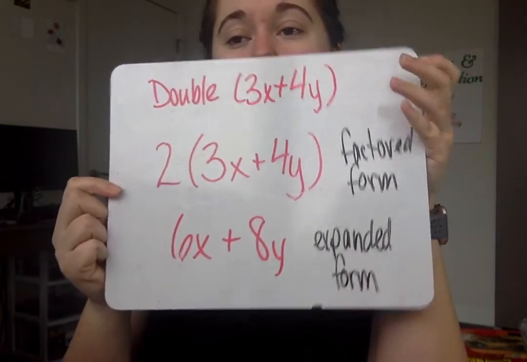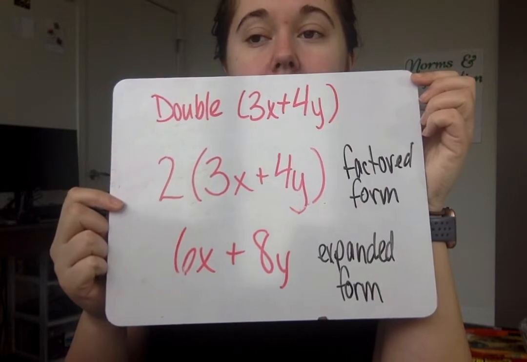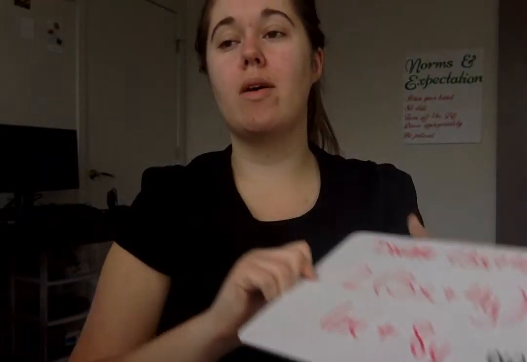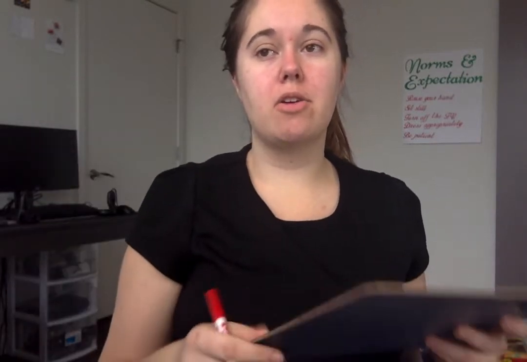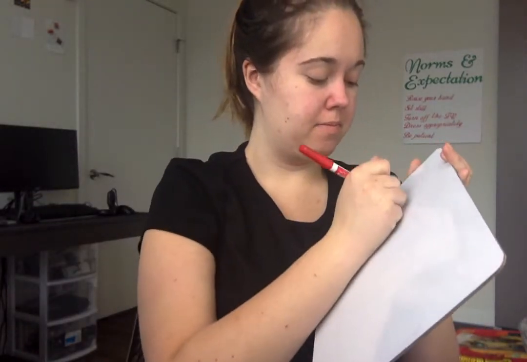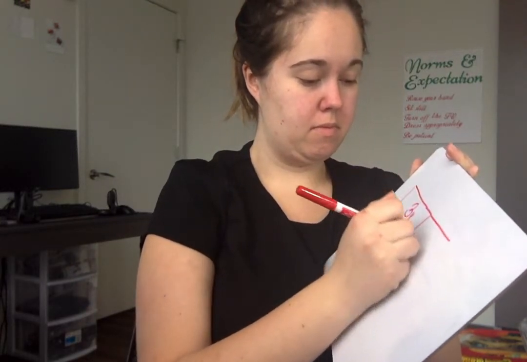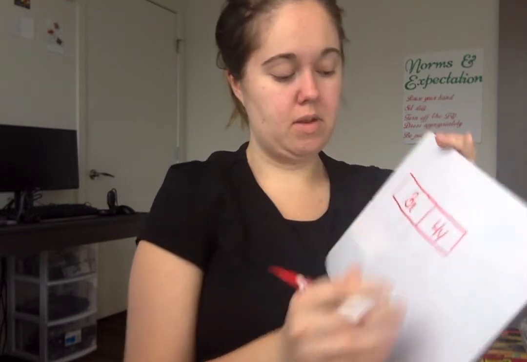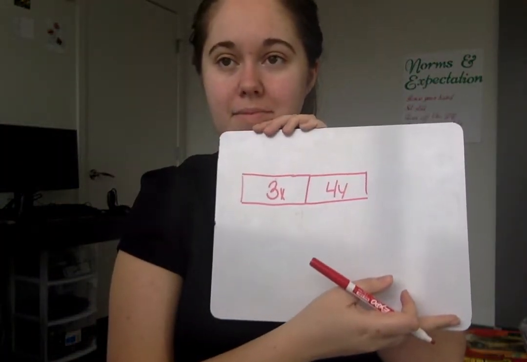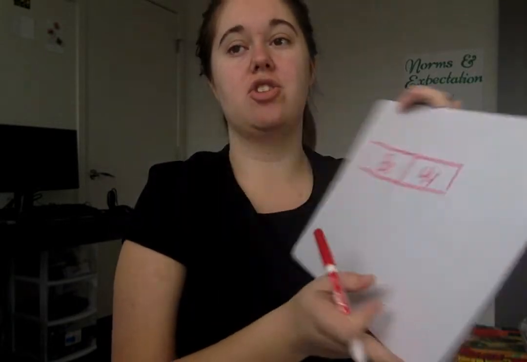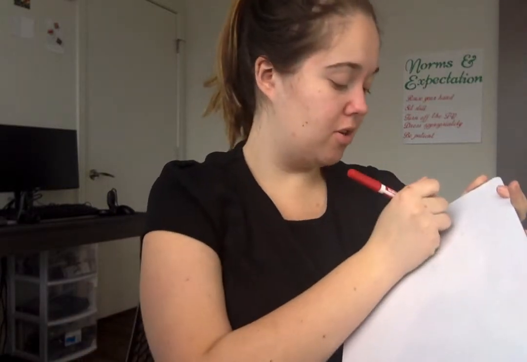Okay, so let's start this problem the same way that we started the first example. So what should we do? Well, if we want to do the same way we started the last one, we want to start out by creating a model. So I'm going to make a model of 3x plus 4y. Like that. Now we're going to change to show 2 times 3x plus 4y. So really all I have to do is have 2 of those.